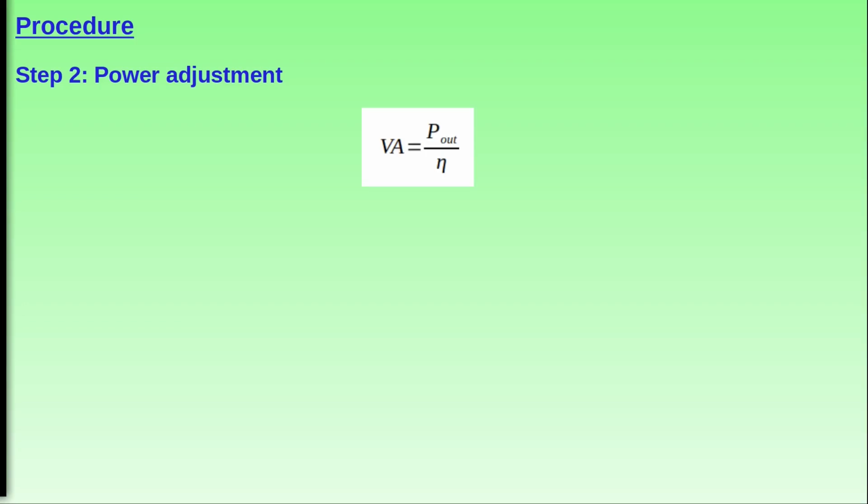Here is the formula that adjusts the power for the efficiency. In here, VA is the actual power we need, Pout is the power calculated previously, and eta is the efficiency, which is a pure number between 0 and 1. In general, we can say that for a well-designed transformer with toroidal core, it is safe to assume an efficiency around 90%, or eta equal 0.9.